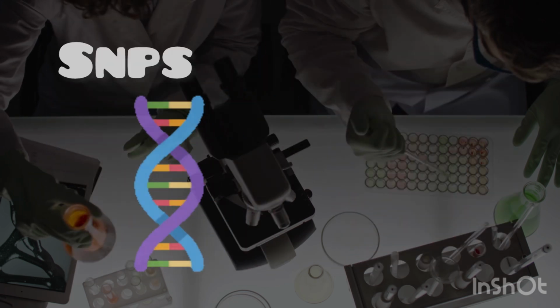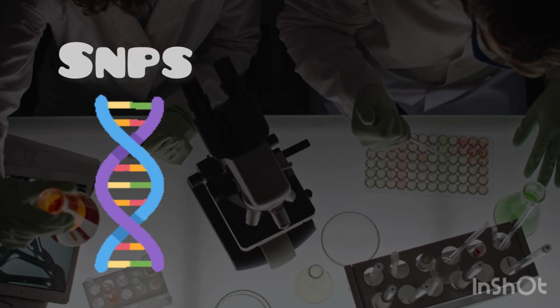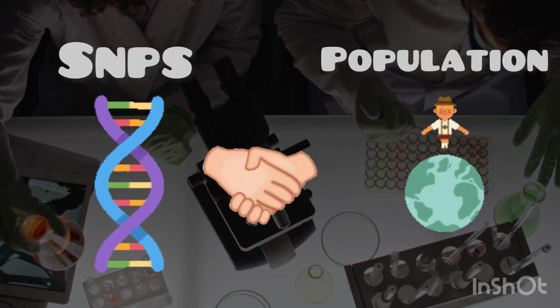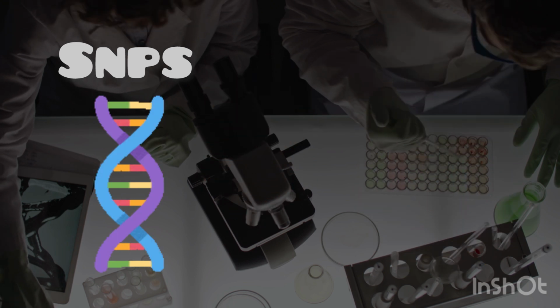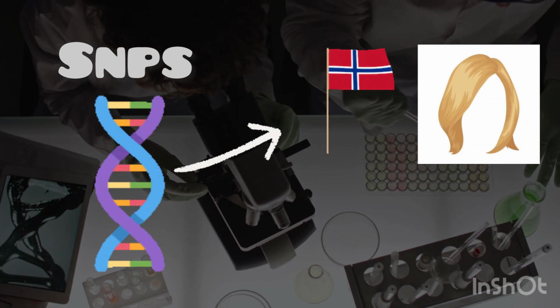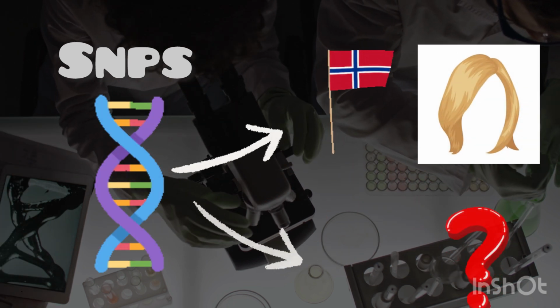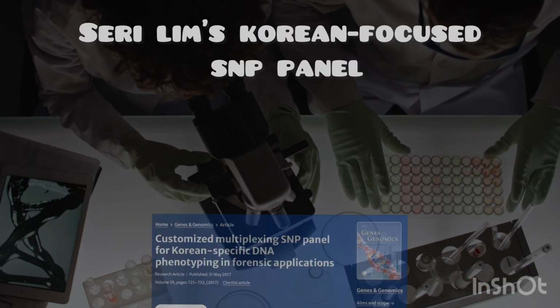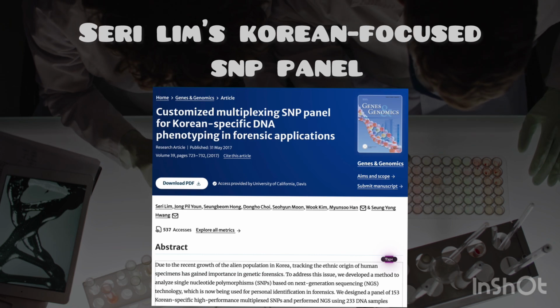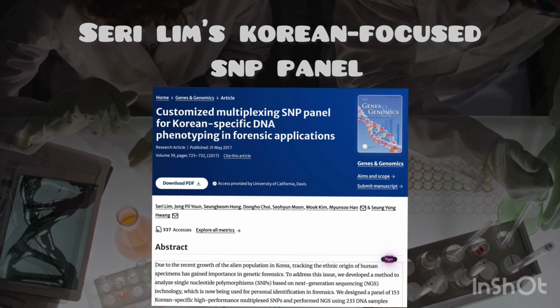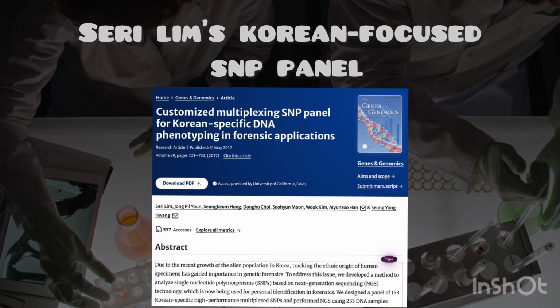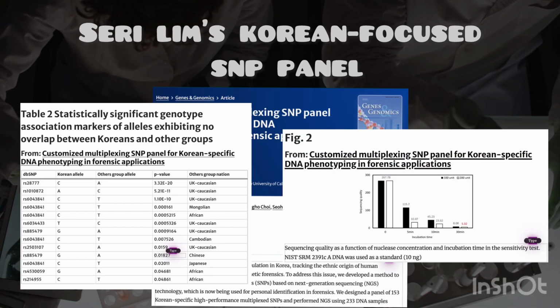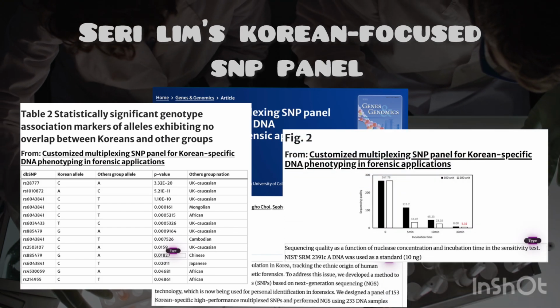While we can speculate what these SNPs may predict, at the end of the day, population does matter in the world of genetics. A certain SNP for lighter hair in Norwegian populations may stray too far away from, say, the population of East Asians. This is why the custom SNP panels created for Korean population identification by Seri Lim's lab are crucial to having a well-rounded ancestral component that further improves accuracy.